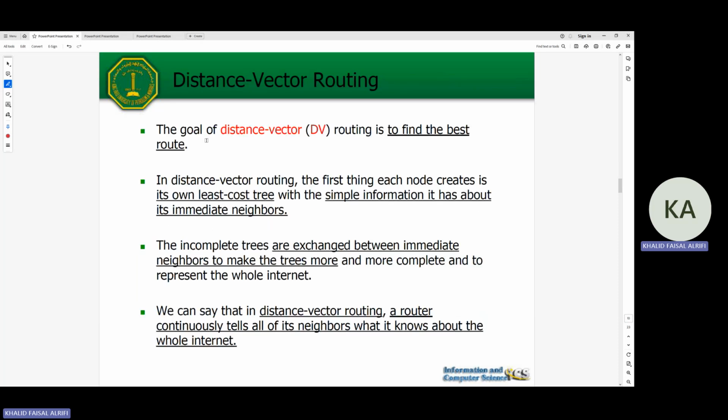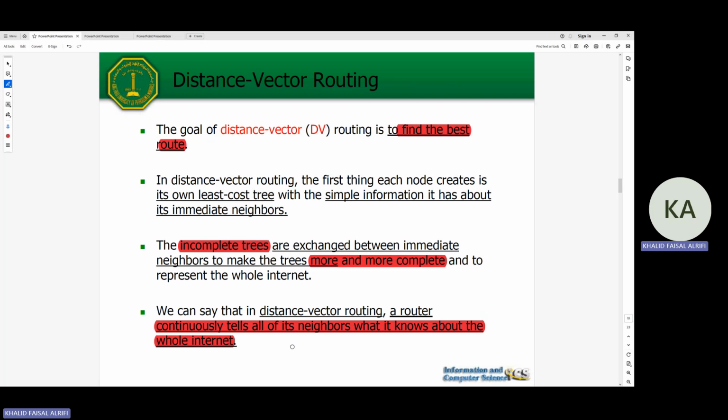Distance vector routing, which is the first type of routing, is to find the best route. It creates its own least cost tree for each node. It has simple information about the immediate neighbors, so it knows the cost for each node that it's directly connected to. Then the incomplete tree, which means the nodes that are not directly connected, it will try to exchange with the immediate neighbors to make the tree more and more complete. So it will ask its direct neighbors to give it more information about the nodes that are far away from it. Okay. We can say that distance vector routing continuously tells all of the neighbors what it knows about the whole internet. So this is the definition for distance vector routing.